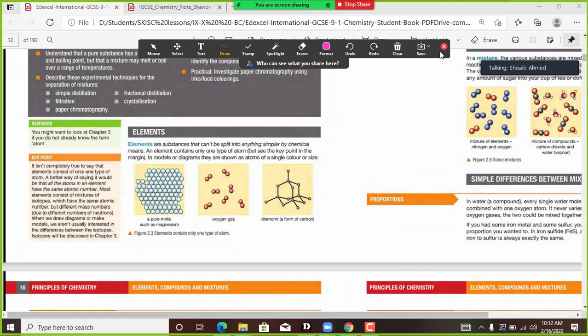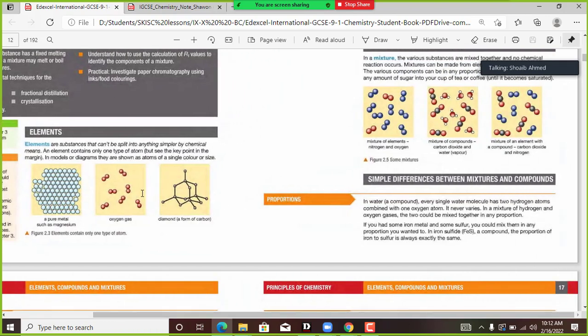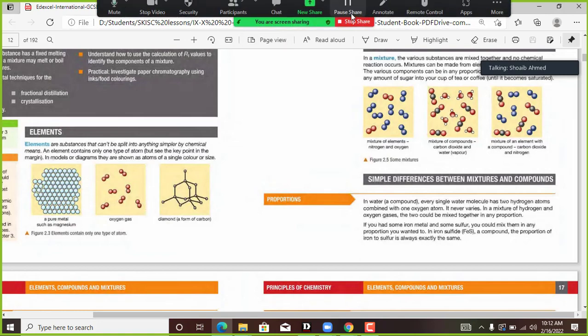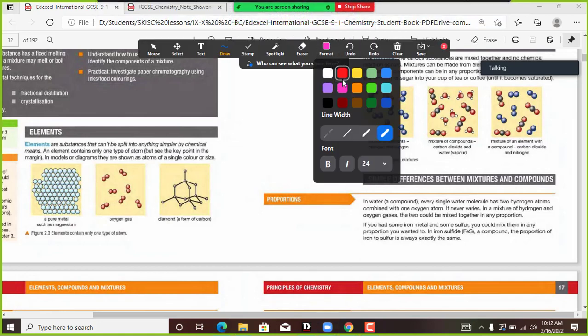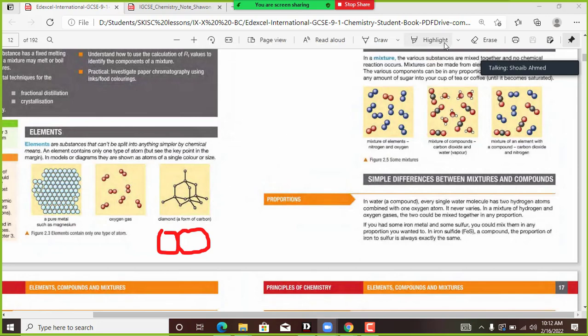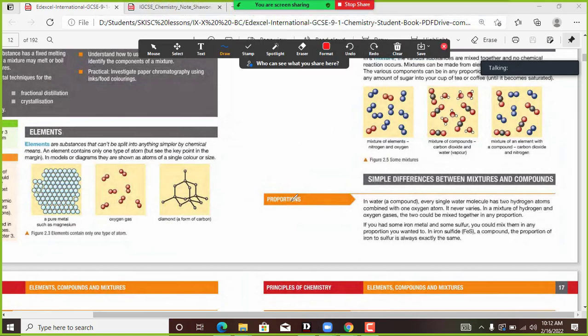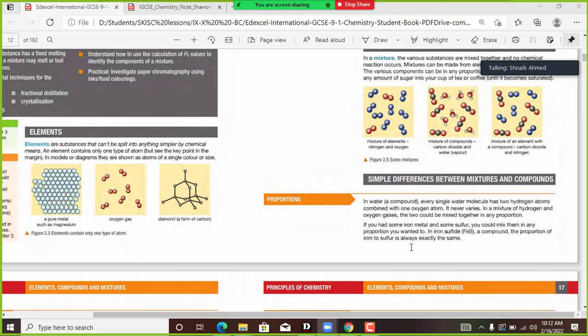Then our next topic is compounds. Look here, an element has only one type of atom. Have you seen this one? One color. This looks like two atoms joined. This is the ball-and-stick diagram. Two same type atoms join together this way. So this is an element. Clear? Same type atoms joined together make an element.